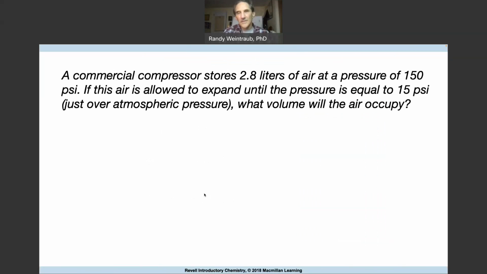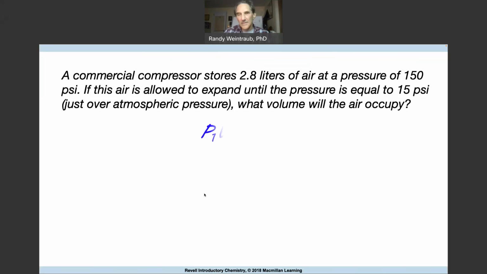Let's look at it as an example here. A commercial compressor stores 2.8 liters of air at a pressure of 150 psi. The air is allowed to expand until the pressure is equal to 15 psi. What is the volume that the air occupies?